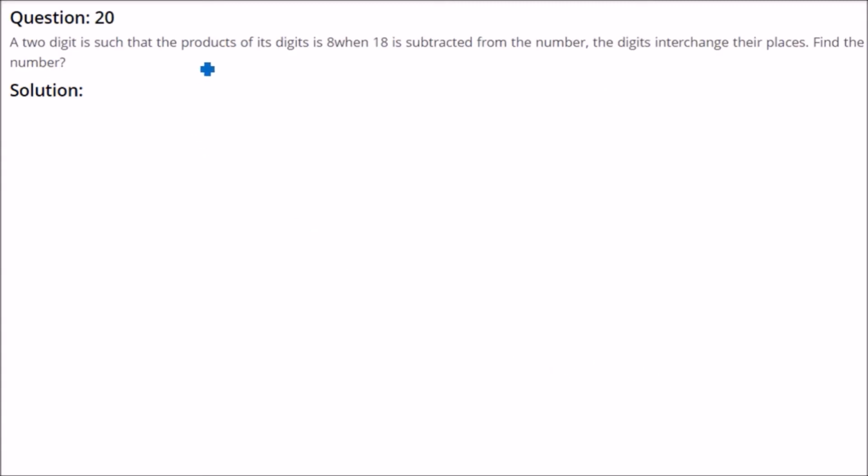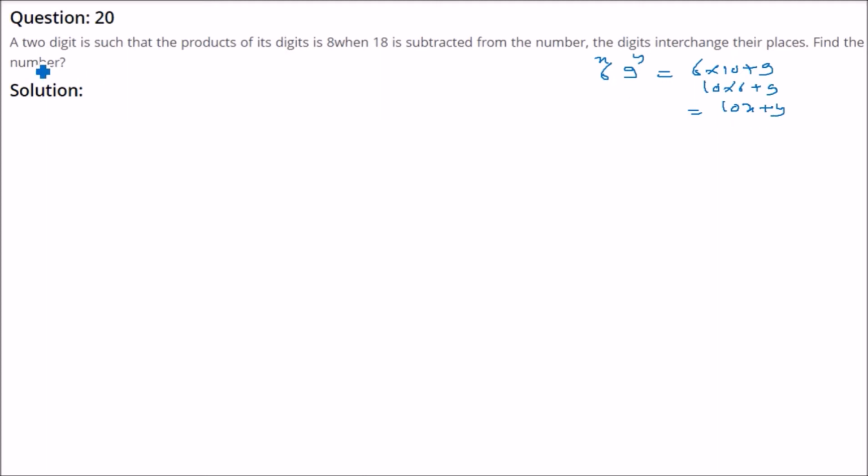A two-digit number is such that the product of its digits is 8. If we have a two-digit number, say 69, now this is a two-digit number. How do we write it? We write it as 6 into 10 plus 9, that is 10 into 6 plus 9. So if this is x and this is y, the first number is x, the second number is y, we can write every two-digit number as 10x plus y.